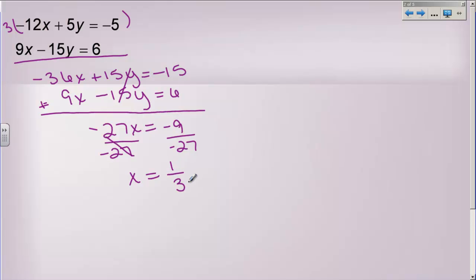So I have a fraction. It's okay to have a fraction. It's not the end of the world. I'm going to plug this in. Both of these equations, my x's, are multiples of 3. 12 is a multiple of 3, and so is 9. So 1/3 is going to be really easy to deal with. I'm going to do the bottom one because my x is positive. So I have 9 times 1/3 minus 15y equals 6. Well, 1/3 of 9 is 3.